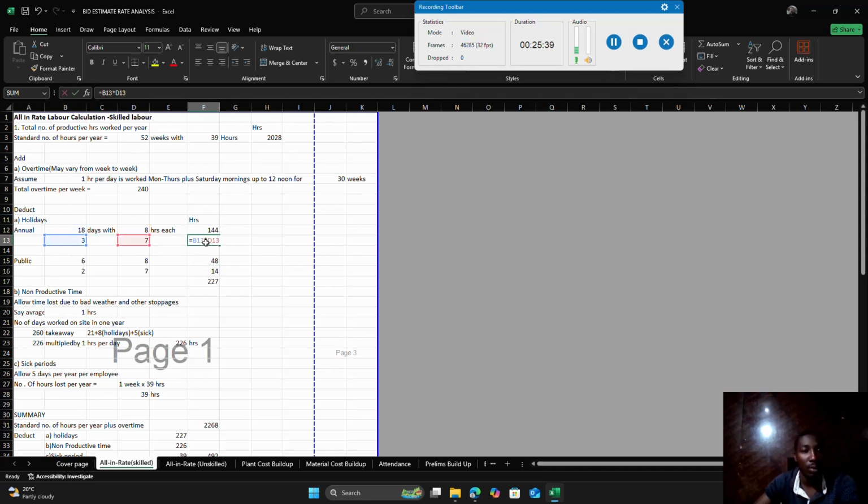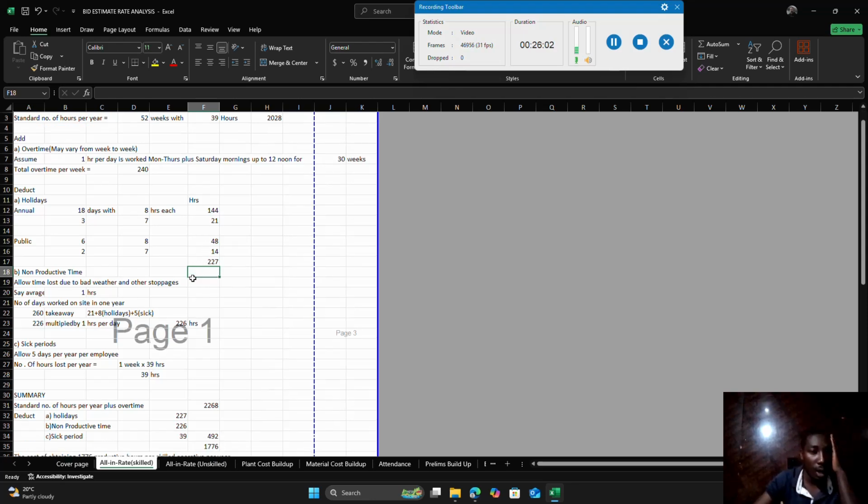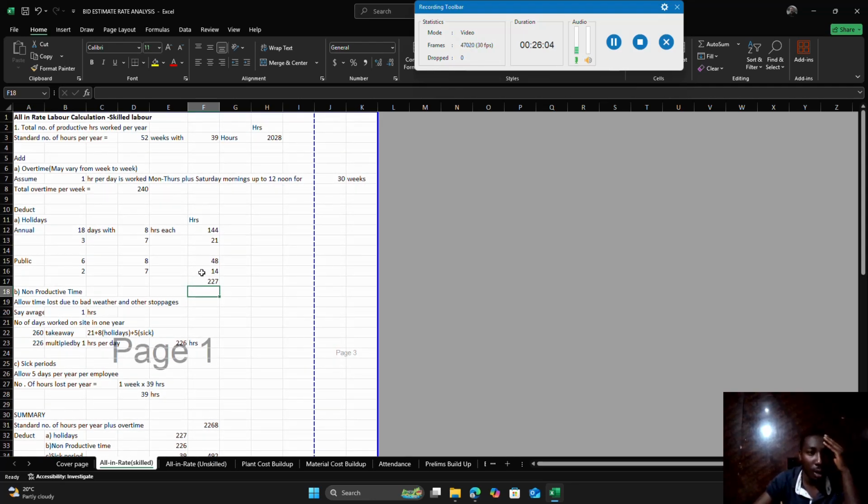We add 3 more annual holidays. Then we have public holidays, and all of them taking up to 48, then plus 14 more hours. So to get the total number of hours lost in holidays, we actually have 227 hours lost in holidays.